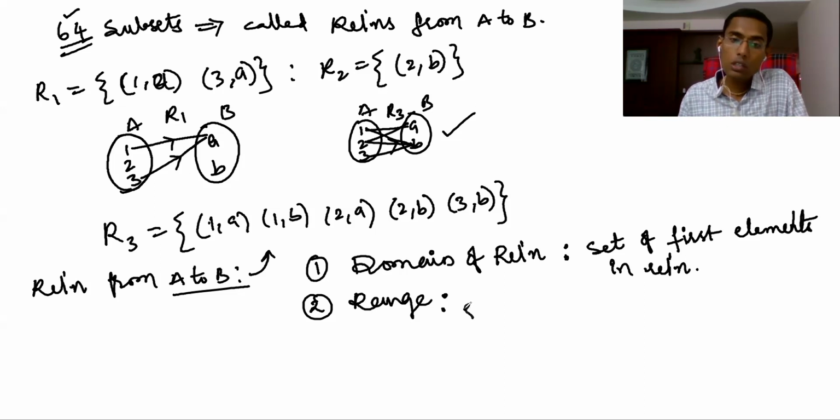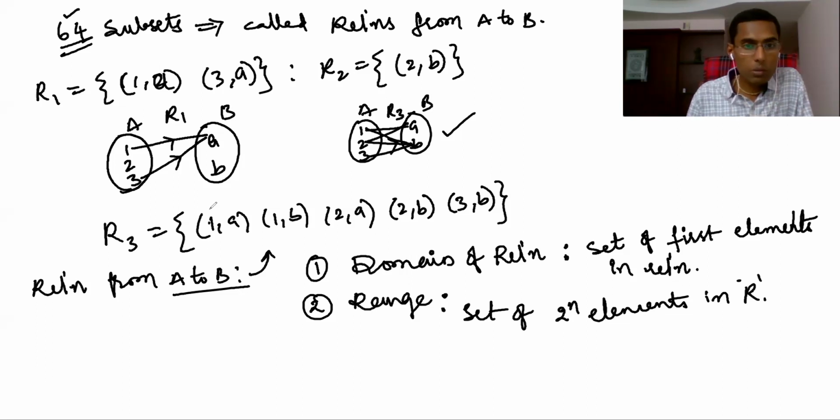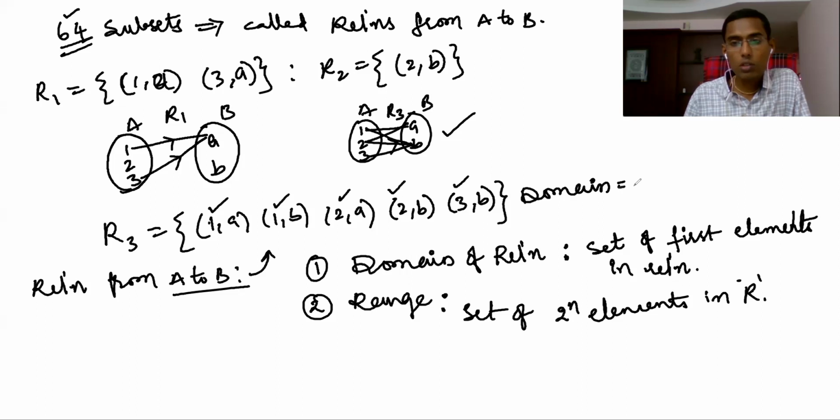Range is what? The set of second elements in the relation. So the set of first elements means what? 1, 1, 2, 2, 3. But the domain, now here for R3, the domain is what? The first coordinate is the x coordinate, and the second coordinate is the y coordinate.